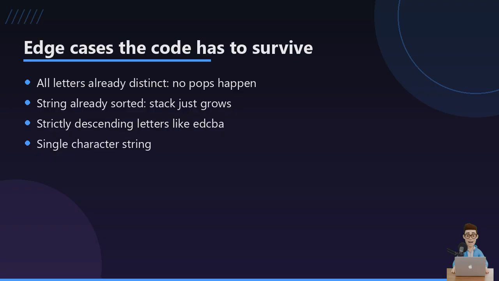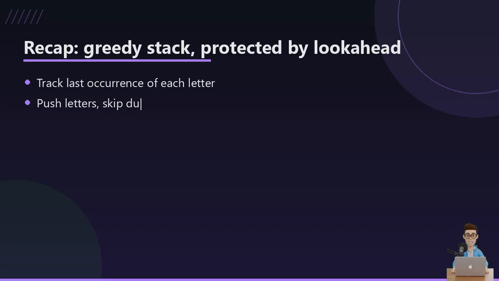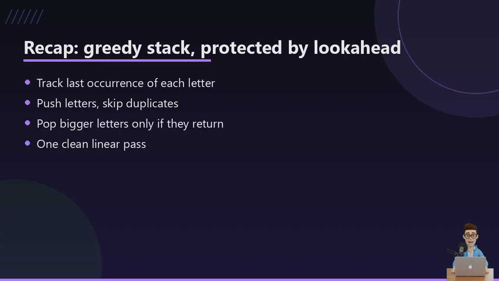So to recap, we track where each letter last shows up, then walk the string building a stack. And we only ever pop a letter off the top if a smaller one is coming and the popped letter will reappear later. That one look ahead check is what makes the greedy choice safe.